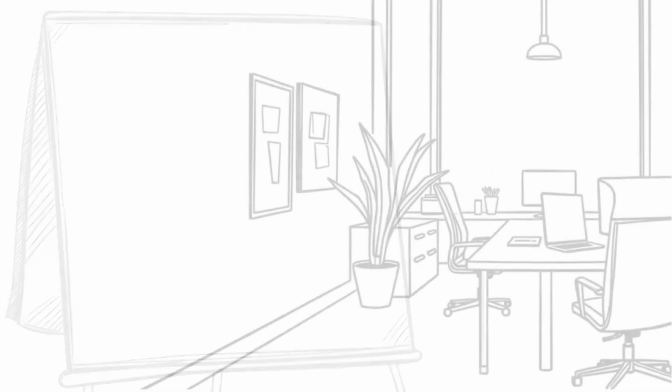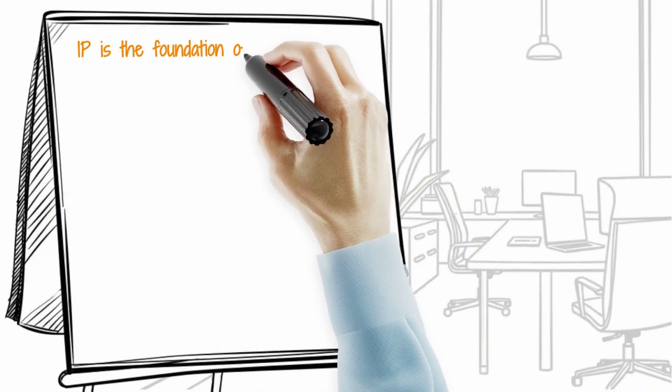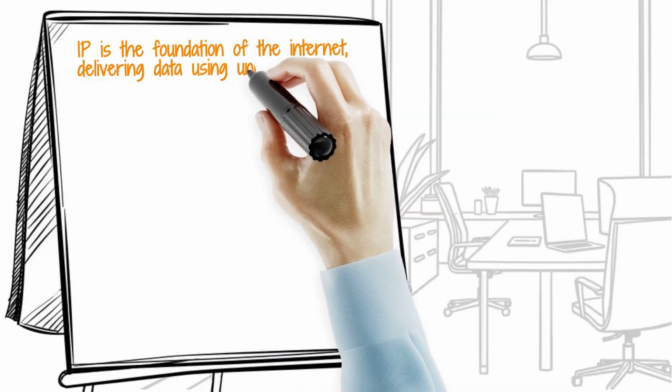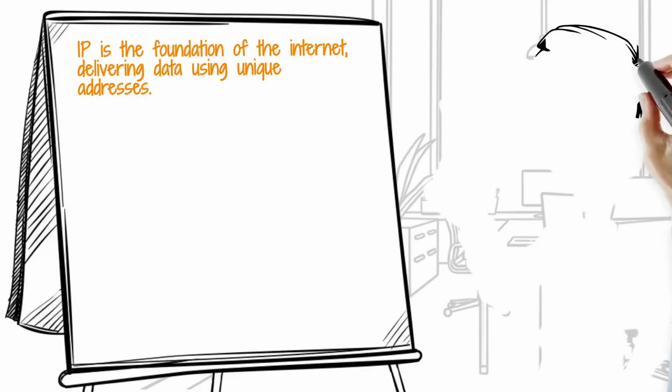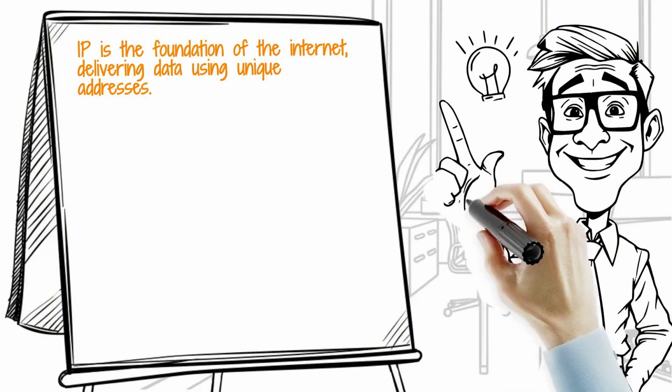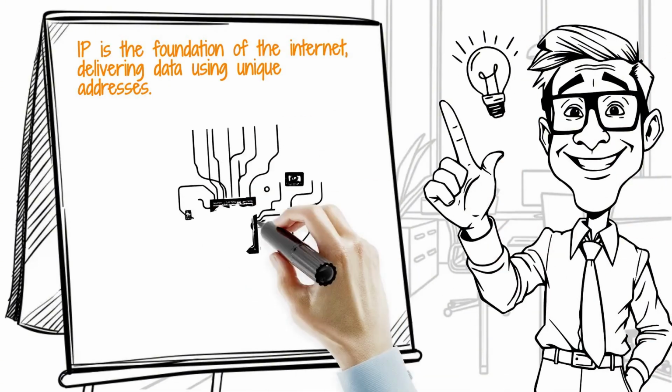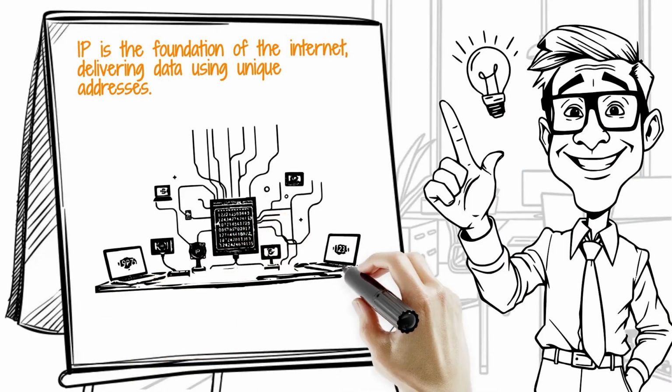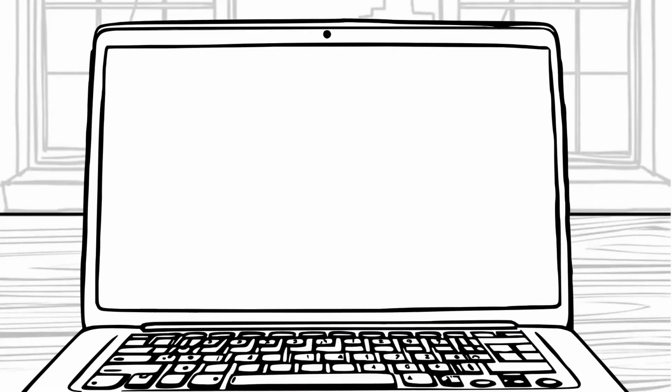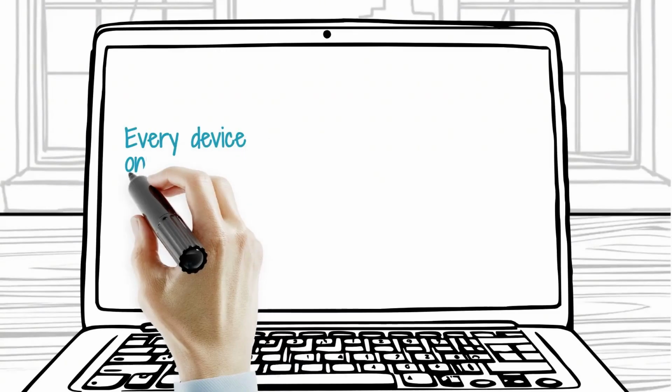IP, Internet Protocol. The Internet Protocol, or IP, is the foundation of the internet. Its main job is to identify devices and deliver data from one location to another using unique IP addresses. Every device connected to the internet, whether it's a phone, laptop, or smart TV, receives an IP address.